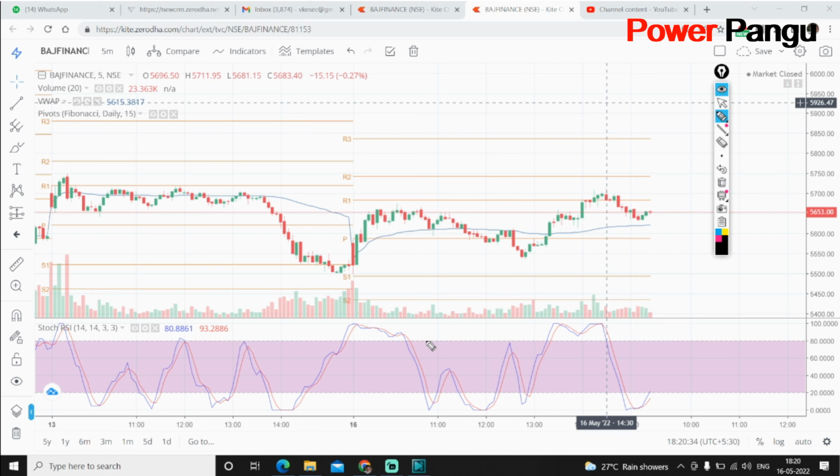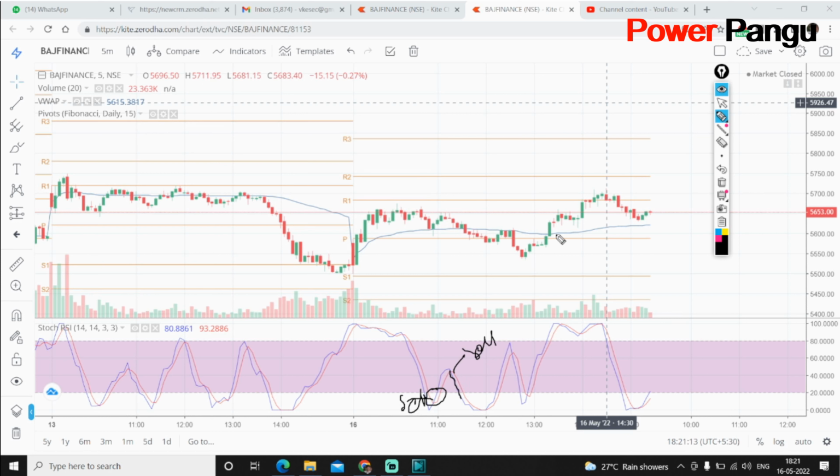Next, we will also use this stochastic RSI to double confirm it. Let us say you have two lines in stochastic RSI, a blue line and a red line. If the blue line cuts the red line and starts moving up, this is a buy signal. You can see here, this is buy. But if the blue line is crossing the red line and going downward, here it is sell. So we will also check this.